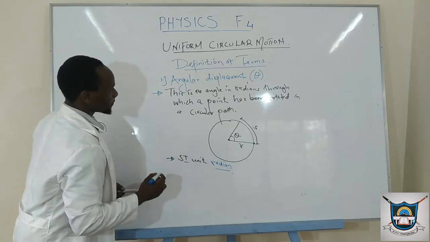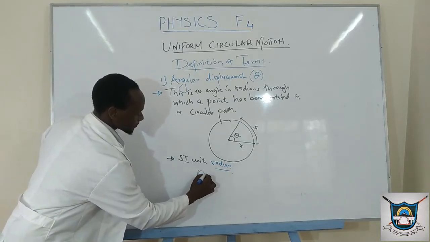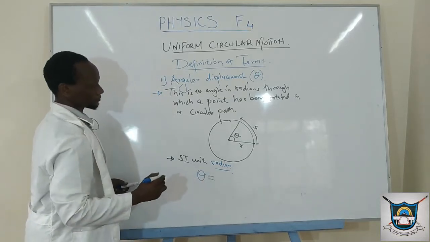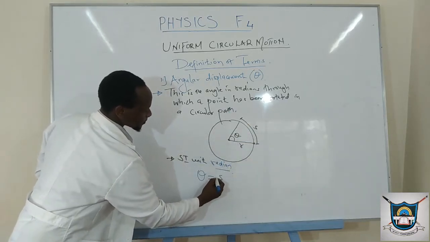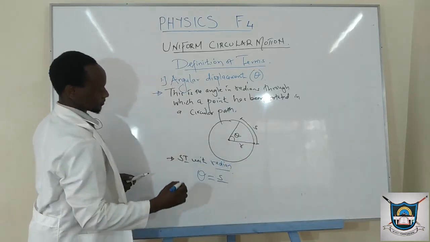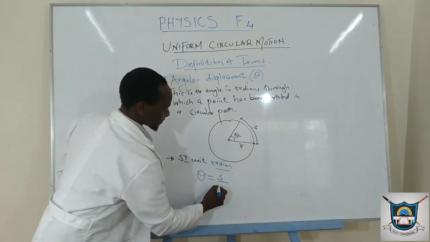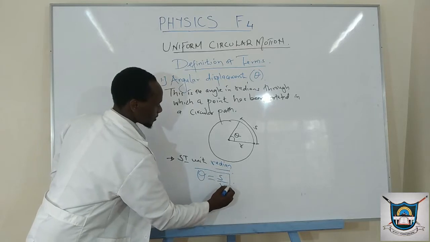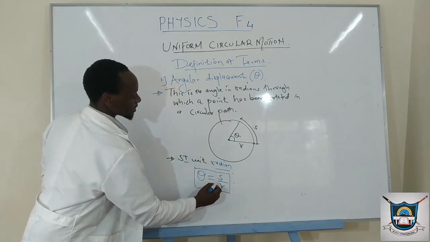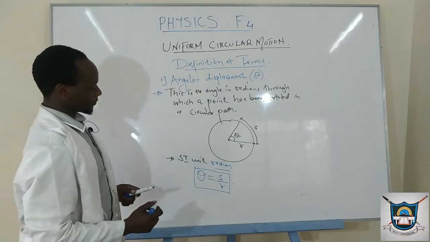Then the formula: theta equals S, this is the distance, over R. That's the formula of angular displacement, S over R.